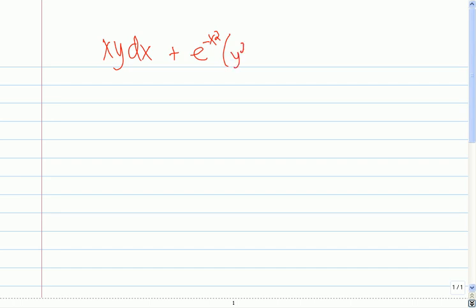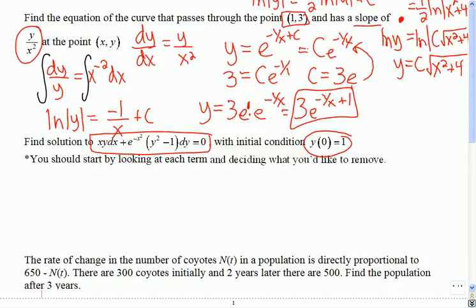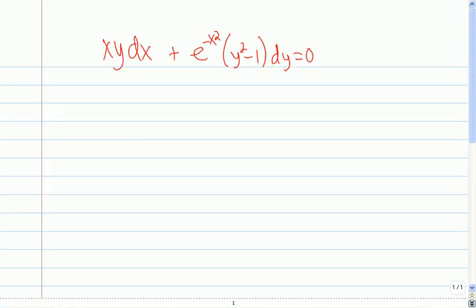y squared minus 1. Let me just double check if I've written that out properly. Okay. So I'm going to move the dx to one side of the equation. So this is where I would probably start my separation.